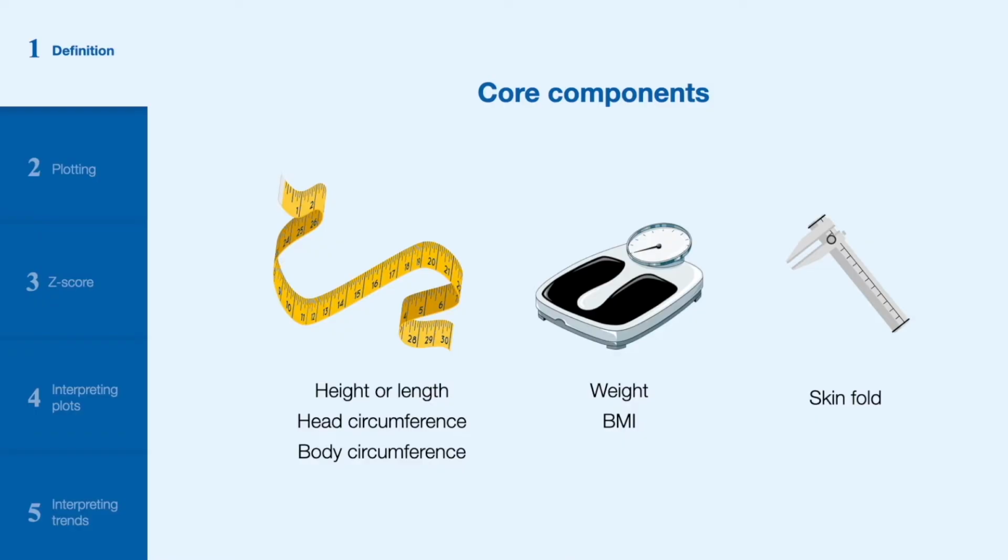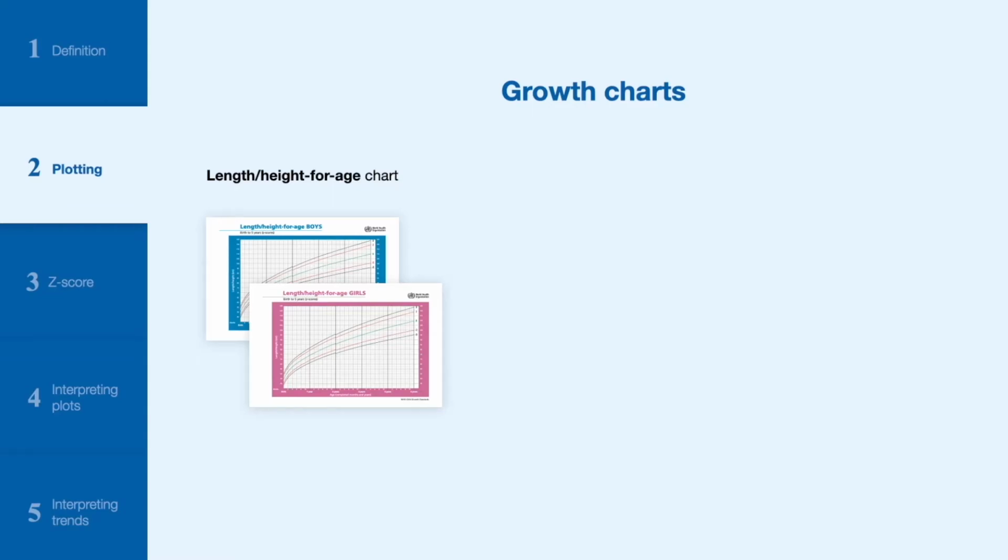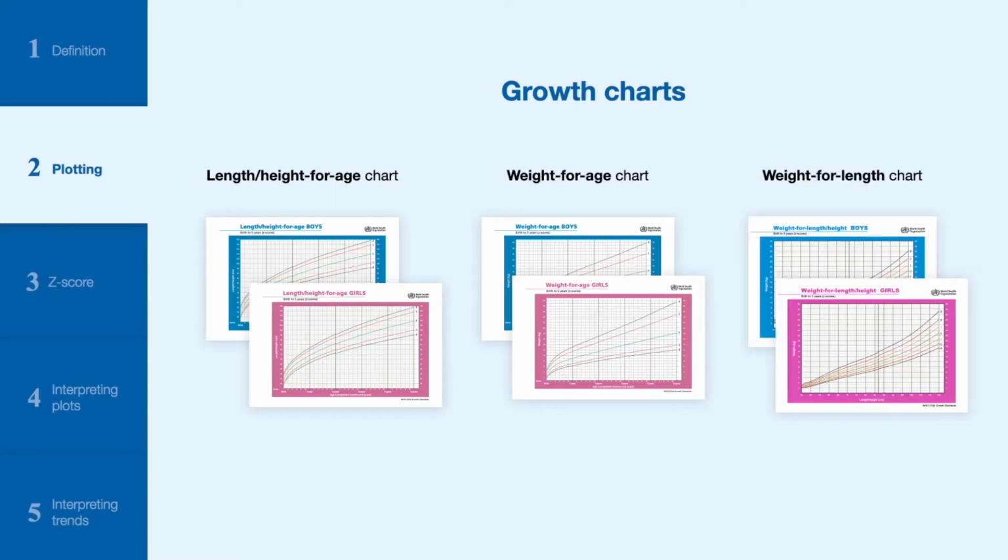In this video, we will cover how to interpret growth indicators in children using the following growth charts: length or height for age, and weight for length or height, as well as key things to remember when interpreting them. Plotting on the growth charts is simple.